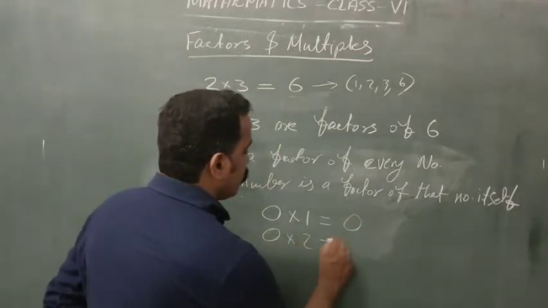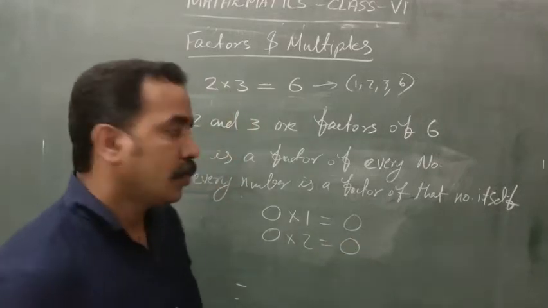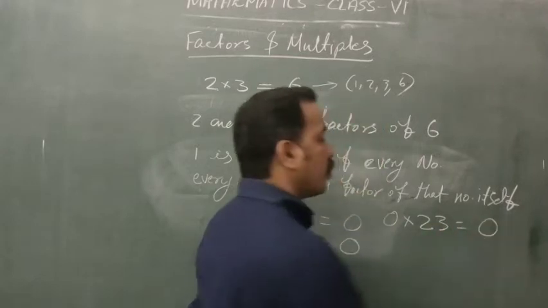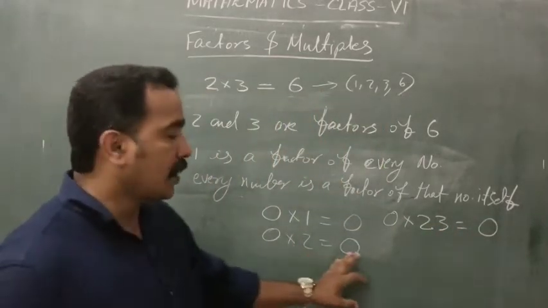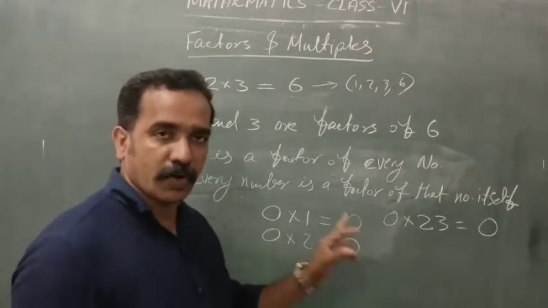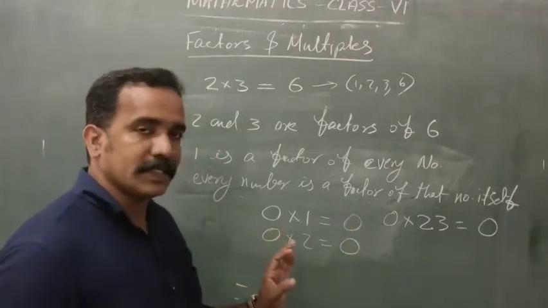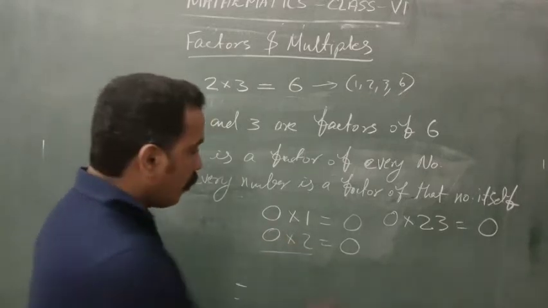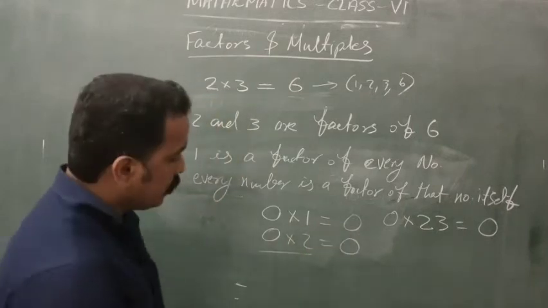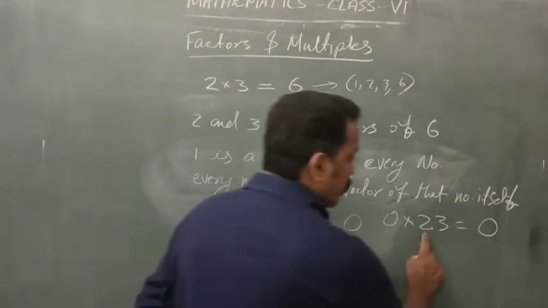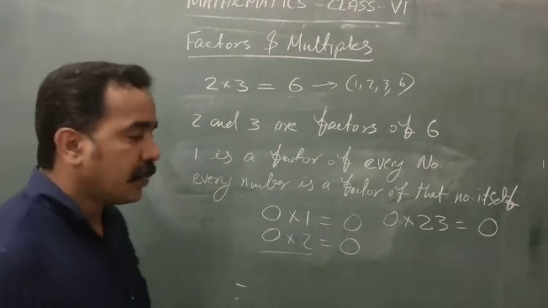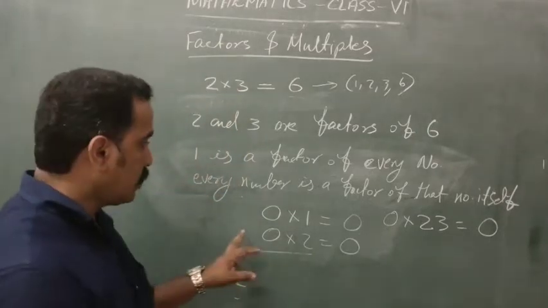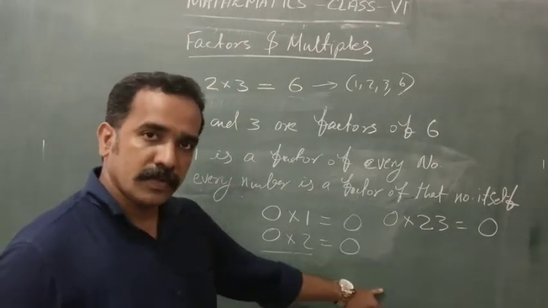0 into 2 is equal to 0. 0 into 23 is equal to 0. Any number you multiply with 0, you will get 0. Therefore, we can say that all numbers are factors of 0. 1 is a factor of 0. 2 is a factor of 0. 23 is a factor of 0, because when you multiply 23 with 0, you will get 0. And 0 itself is a factor of 0.